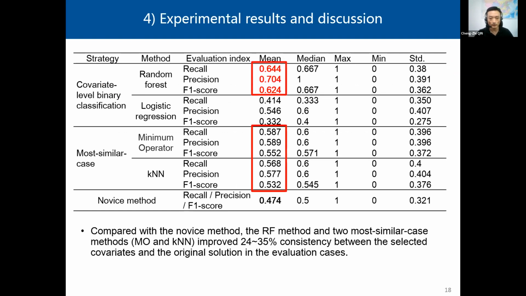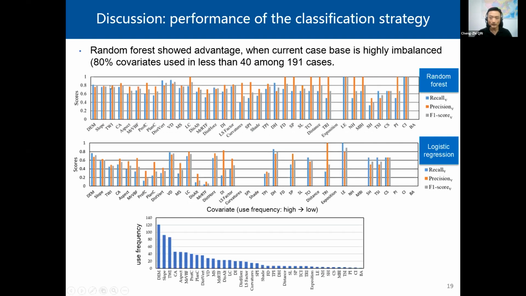Here are the experimental results. We can see, compared with the noise method, the random forest performed the best. With the same strategy, the logistic regression performed the worst. And the two methods with the most similar case strategy performed well and stable. Currently, the case base is highly imbalanced because most of the terrain covariates were seldom used in the case base. Even for such an imbalanced case base, random forest performed well for almost all of the terrain covariates, but the logistic regression performed worst.